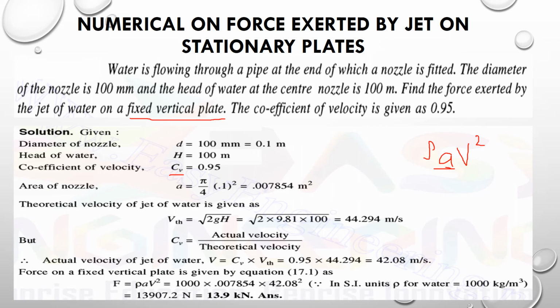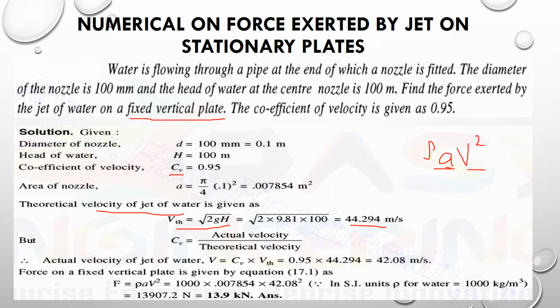Similarly, we have to find out the velocity. So finding out the velocity, we have an equation for v, the theoretical velocity of water. This equation you might already be knowing. This is the equation from the pitot tube. So v is equal to root of 2gh. So root of 2 into this is the theoretical velocity.